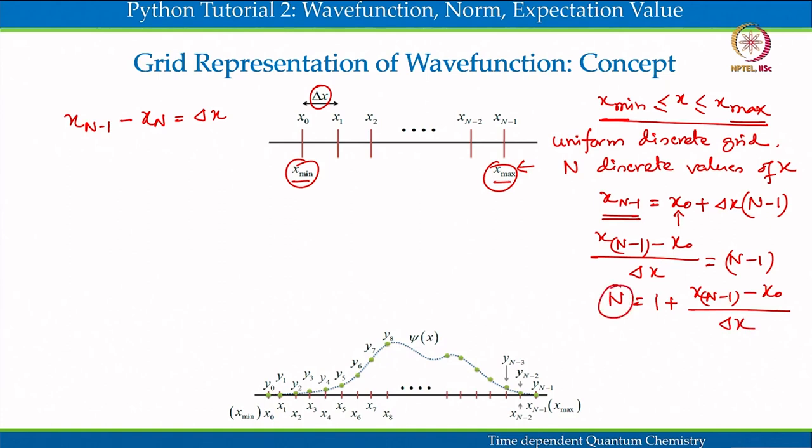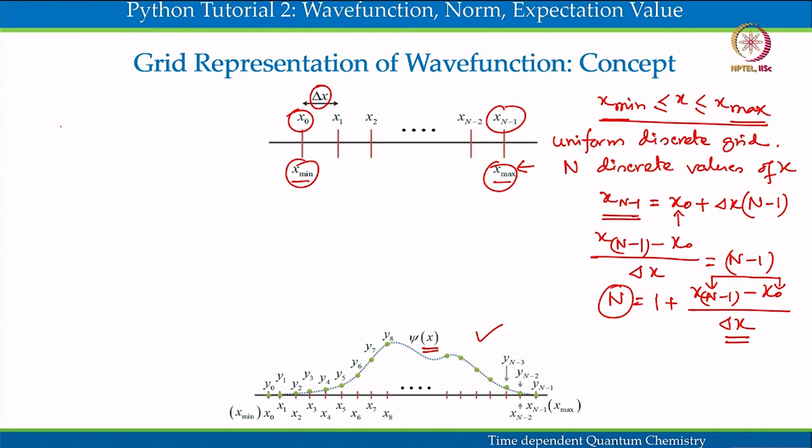So how many grid points I have depends on the spacing I am selecting and the range I am selecting. This is the range we have selected: x n minus 1 is the maximum of the range, and x naught is the minimum. So this many grid points we have, and because we have this many grid points, we will have that many values of the function. This is exactly what we have shown here: a continuous wave function, represented by the dotted line, but we have to represent it on this grid. So on each grid point, I get the value of the function.